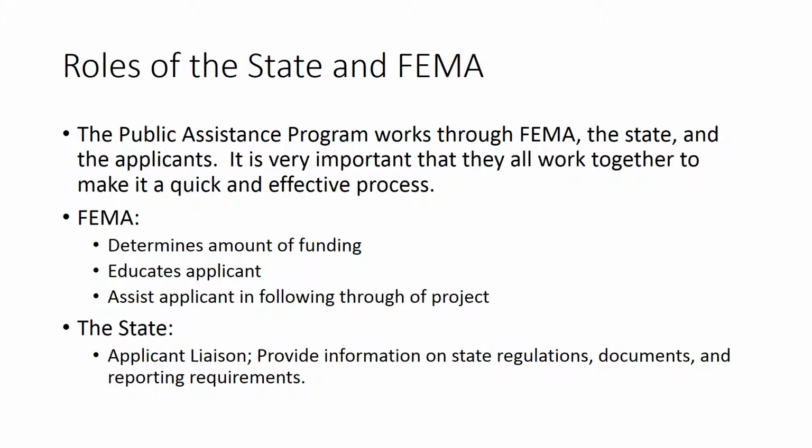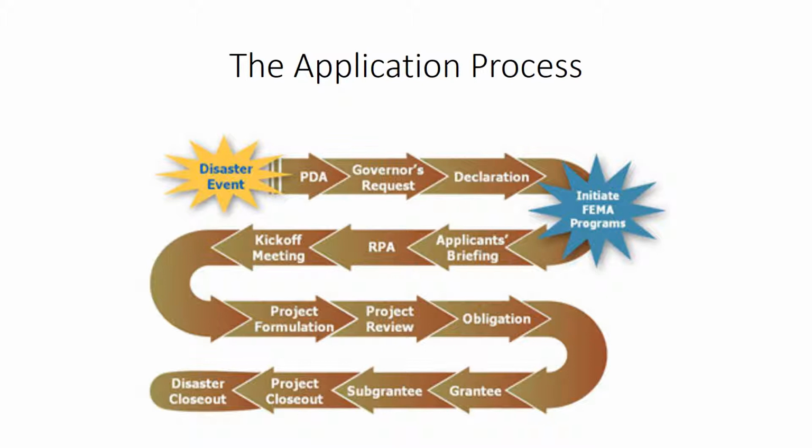Roles of the state and FEMA. FEMA and the state must work together with applicants to ensure that they get the aid they need. FEMA educates the applicant. Basically, the state just provides information on state regulations. Here is a visual of the process that an applicant must go through to receive aid.